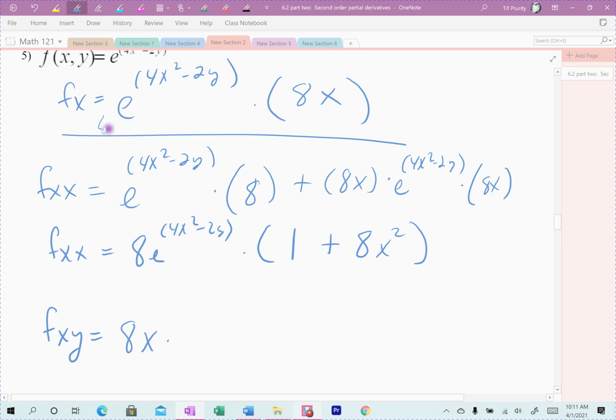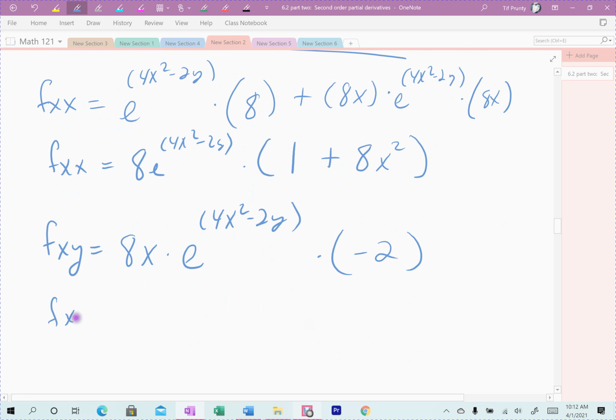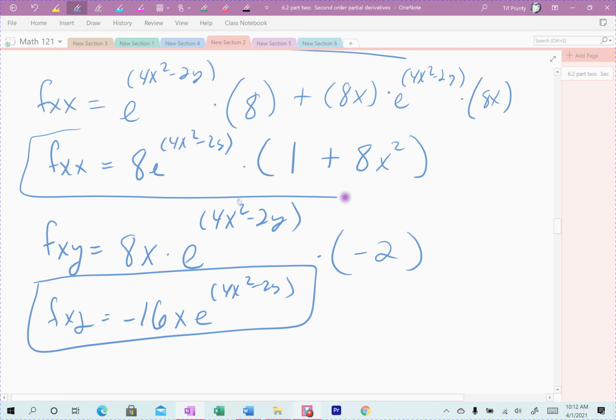I take the derivative of the e term with respect to y. Well, the derivative of the e term is the e term, e to the 4x squared minus 2y. But I'm not done yet. This is the part where it matters that it's in terms of y. I take the derivative of the inside with respect to y. Well, the y part's negative 2y, and so I get a negative 2. And if I simplify that, it comes out negative 16e to the 4x squared minus 2y. And there's my mixed derivative.